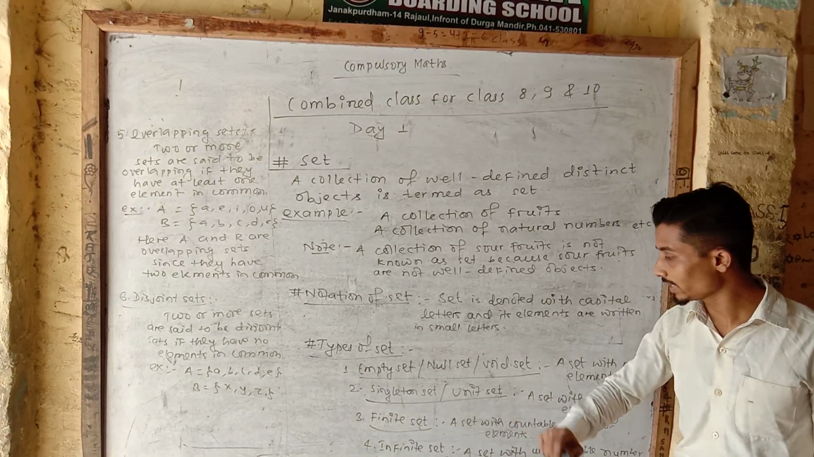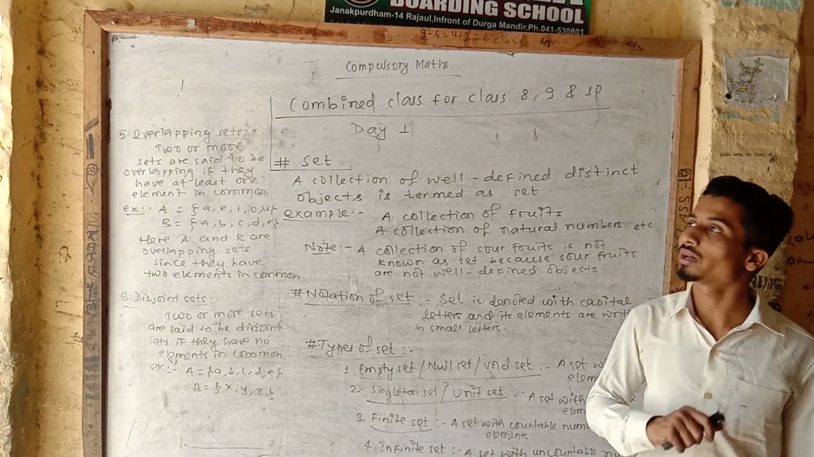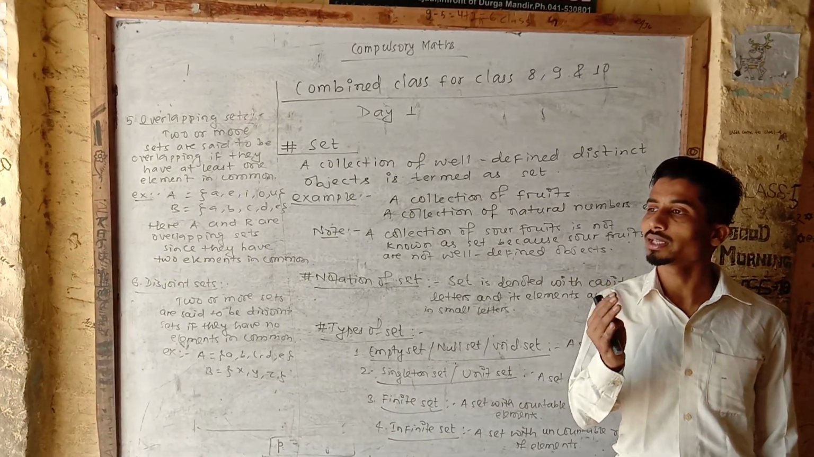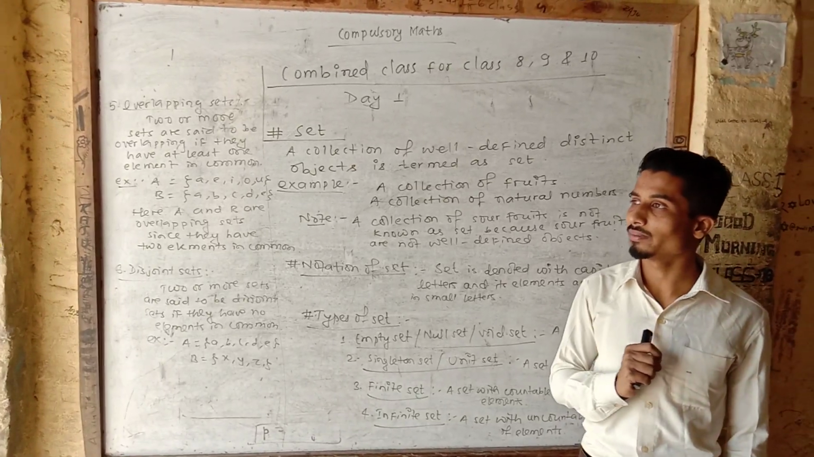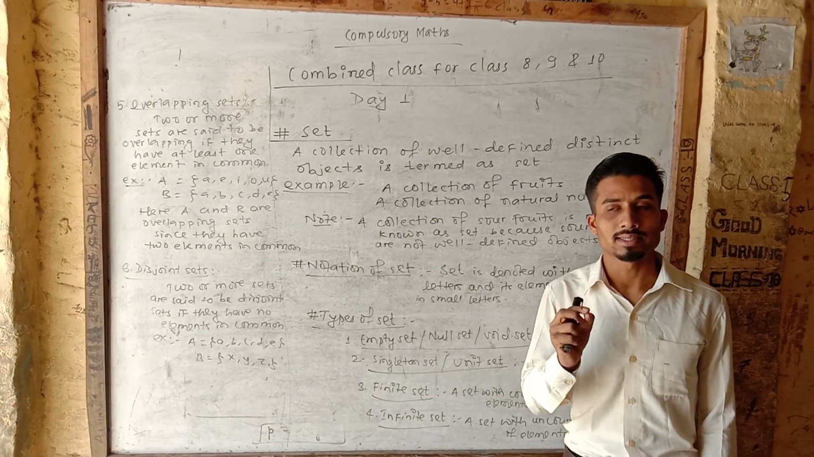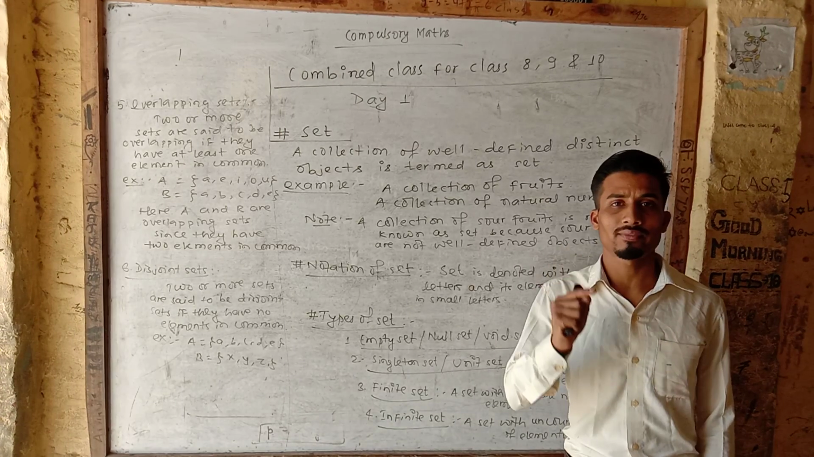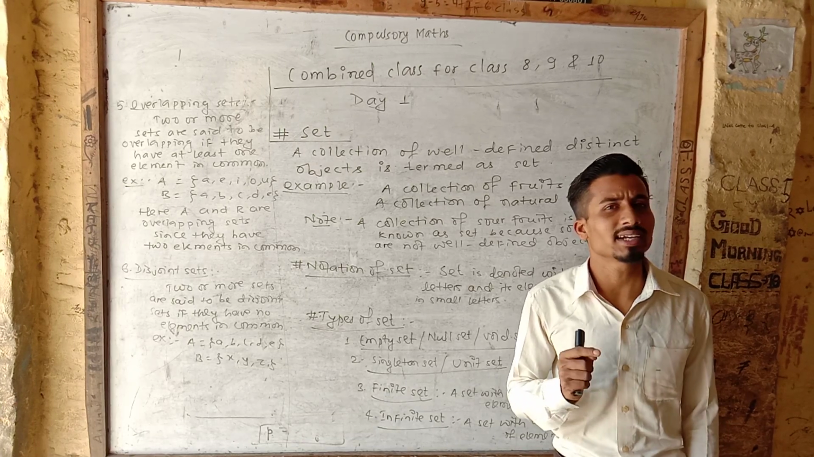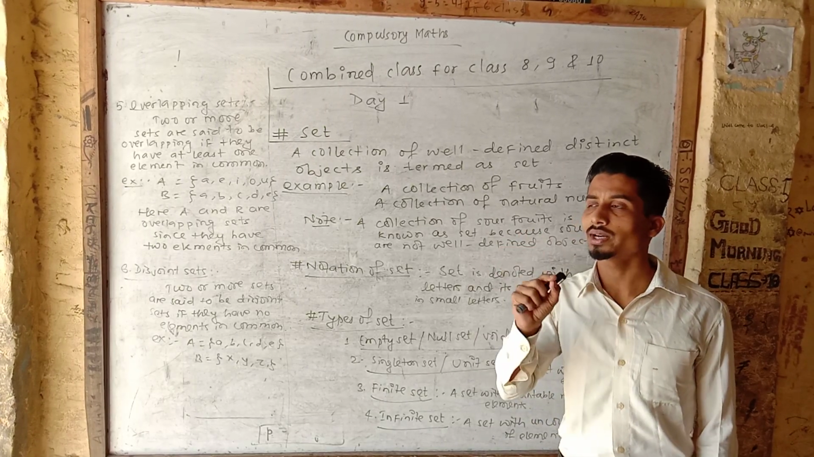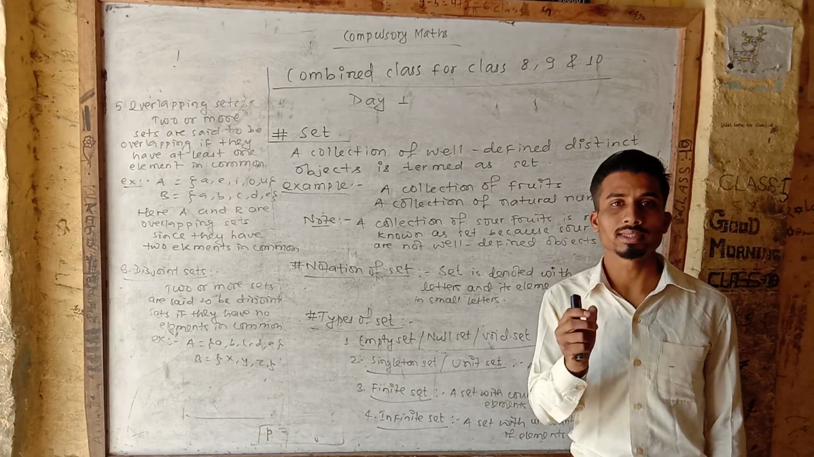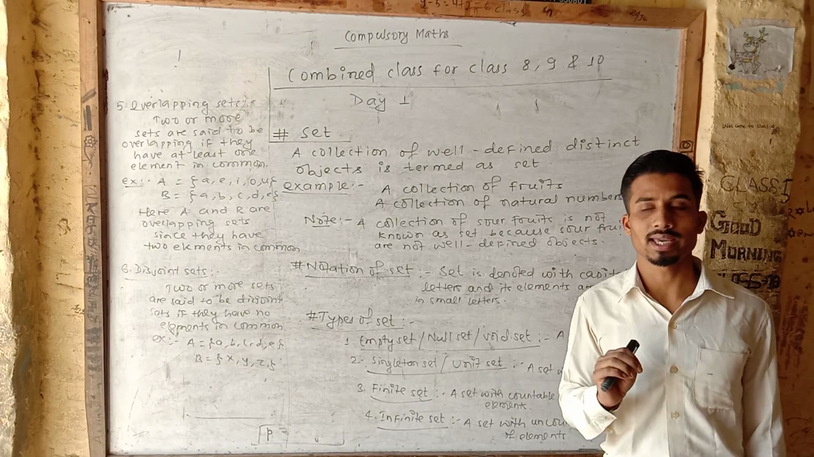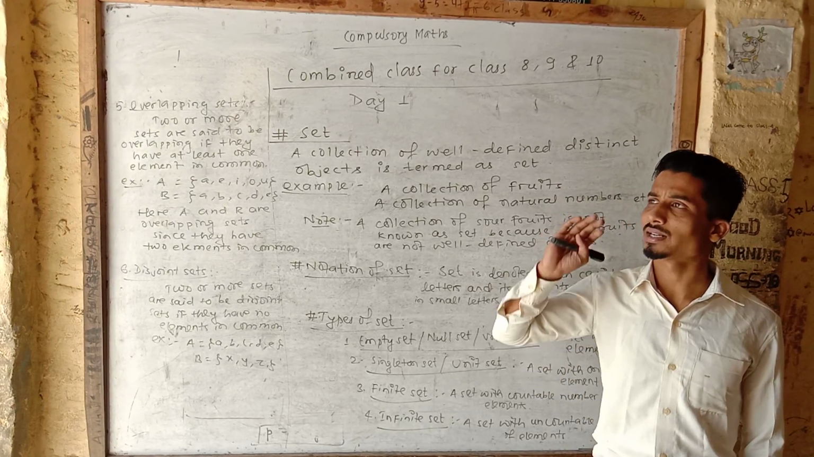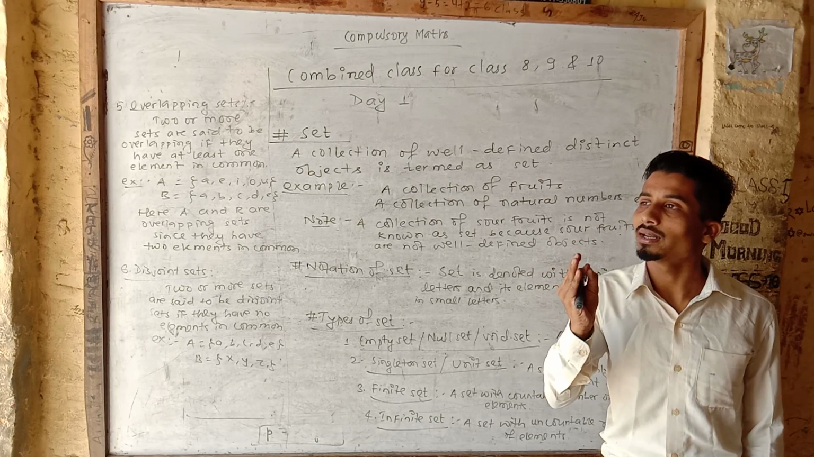Now the finite set: a set having a countable number of elements. If we consider any set where we can count the number of elements, it is known as a finite set. And the set in which we cannot count how many elements are present is known as an infinite set. For example, a set of natural numbers up to 100 or between 10 and 20, these can be counted. But if we consider the set of numbers only, can we count how many numbers are there?